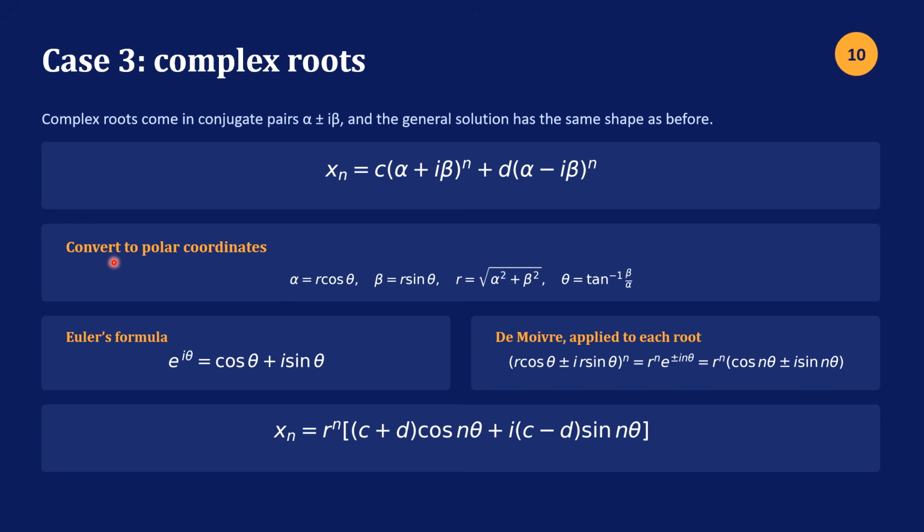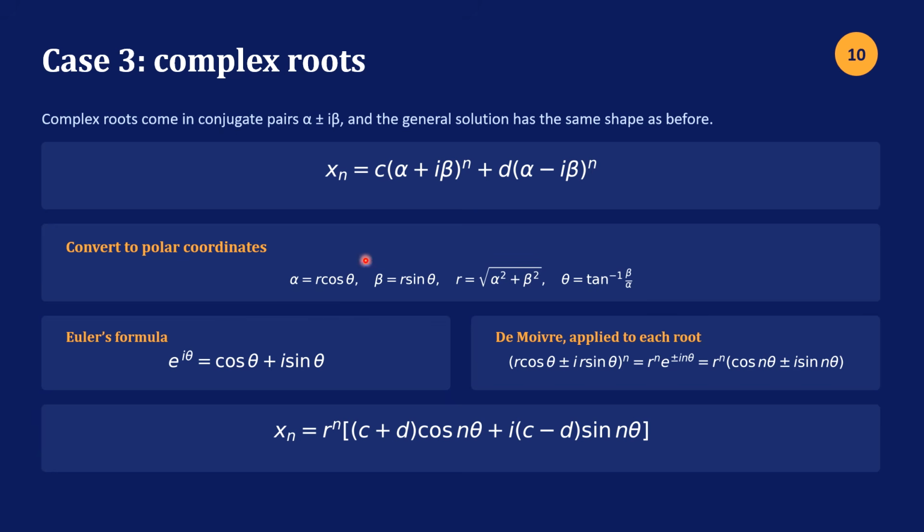So we convert the roots to polar coordinates. So we let alpha equal r times the cosine of theta, beta equal r times the sine of theta, where r is the square root of alpha squared plus beta squared, and theta is the inverse tangent of beta over alpha. So this is the standard conversion of a complex number into polar coordinates.